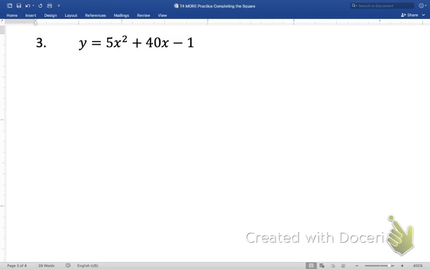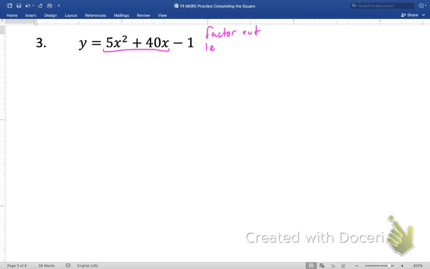Alright, next one. So this one has this pesky little leading coefficient here, which I got to factor out of the first two terms. I'm not looking for a GCF of all those terms. I actually don't even care if the 5 factors out of the 40. I'm going to be nice and probably make it do that for you on the test, but it doesn't have to. I'm factoring out the 5 because that's what's attached to the x squared.